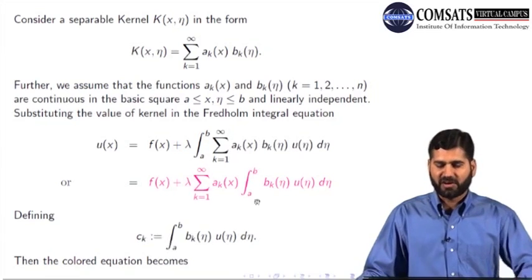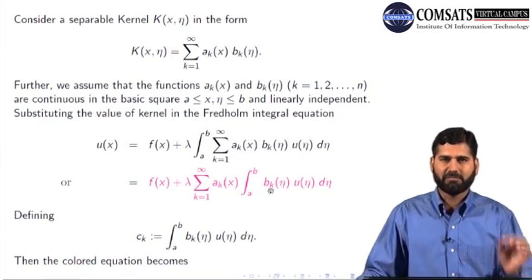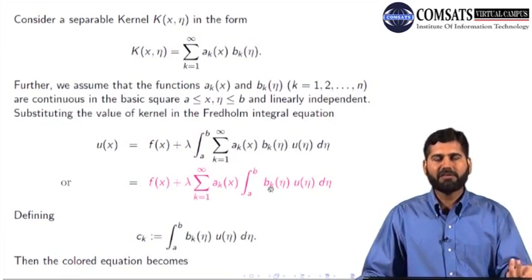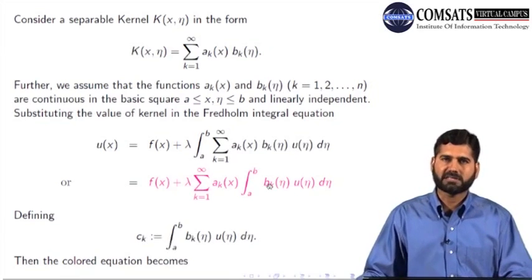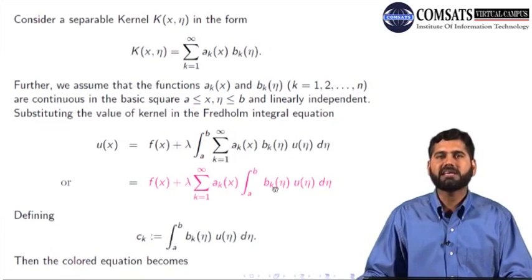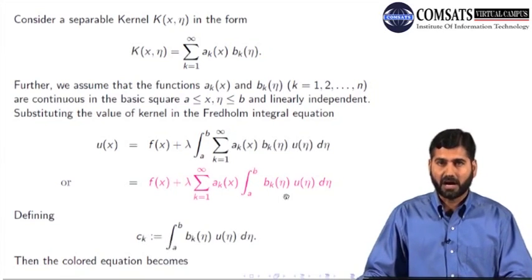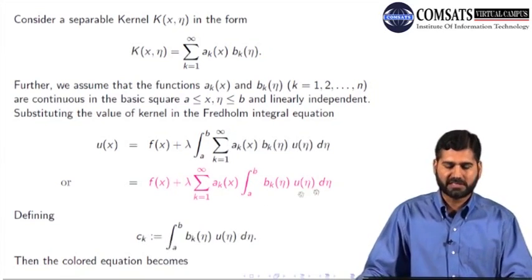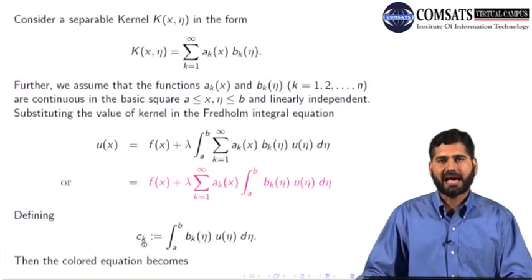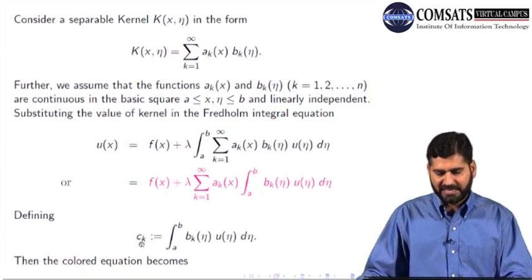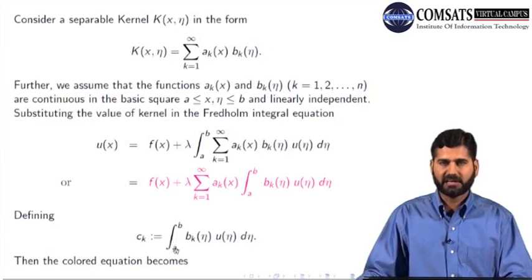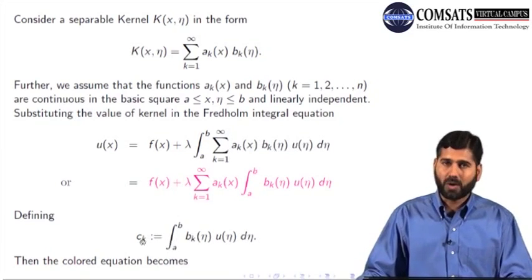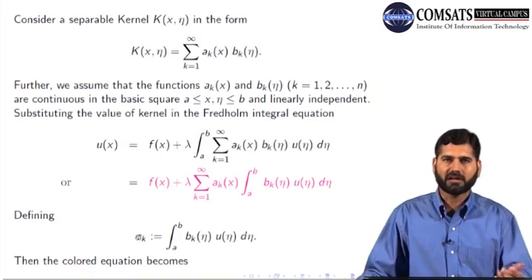These are many integrals, for every b_k, like b1, b2, b3. For every b_k, I get a different constant. So just call them c_k, because they are unknown constants, but they have to be constants, so we can define them as c_k. Let's define c_k to be the integral from a to b of b_k(η) u(η) dη. So these are not just one constant, these are infinitely many constants: c1, c2, c3, c4, and so on. These are all constants.